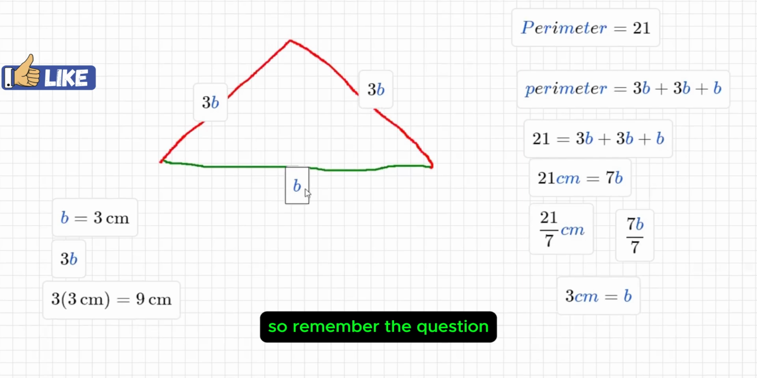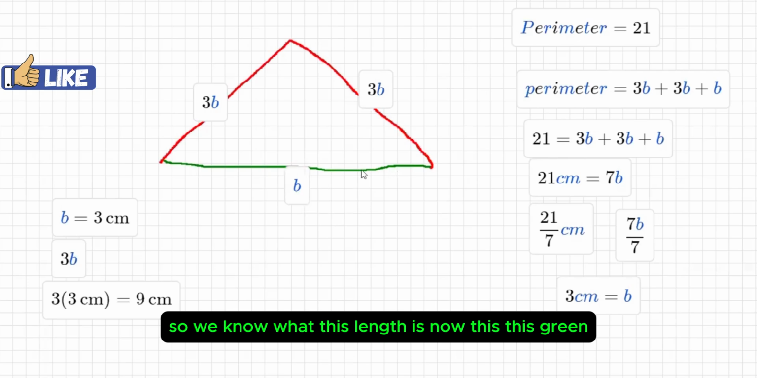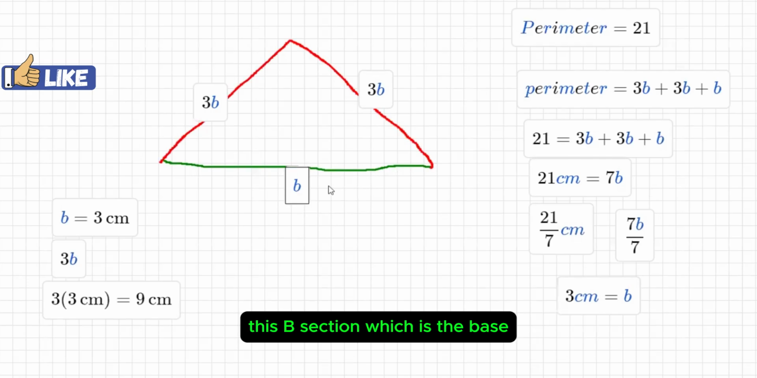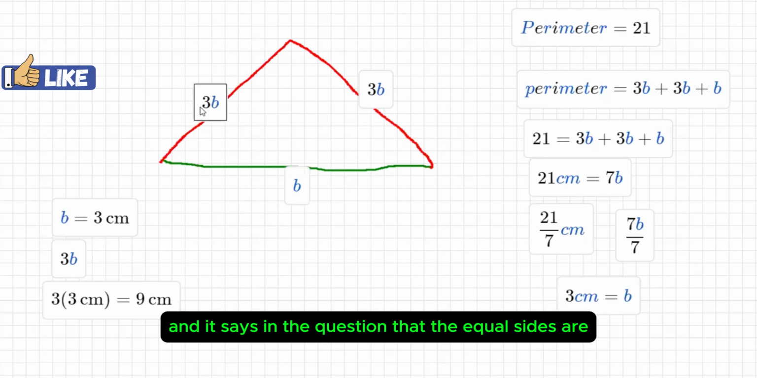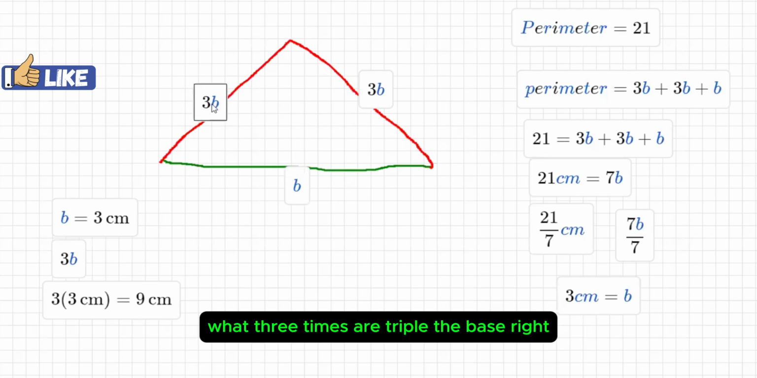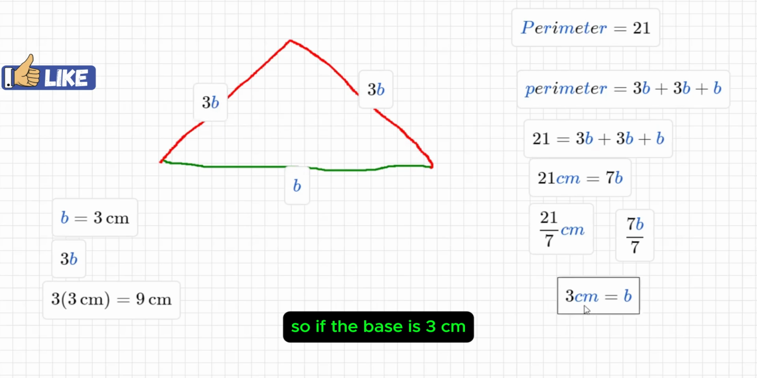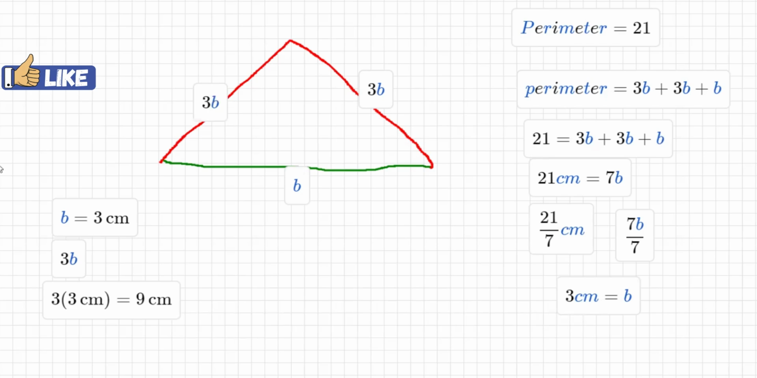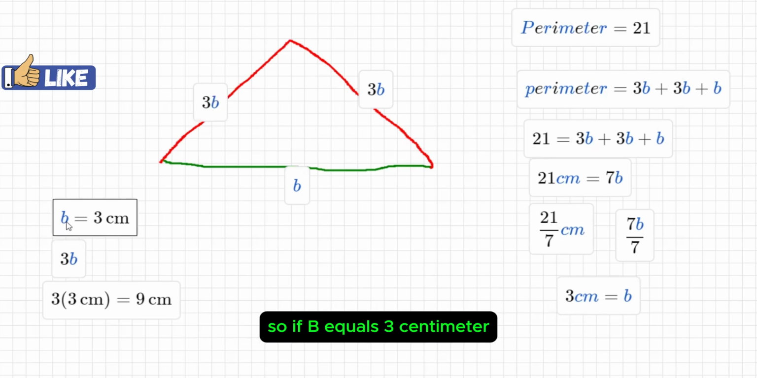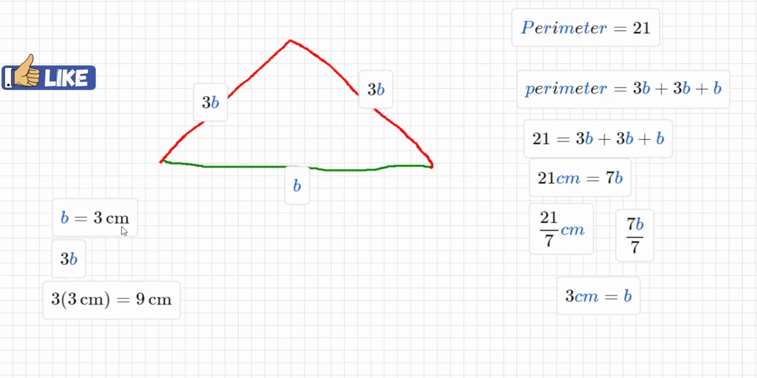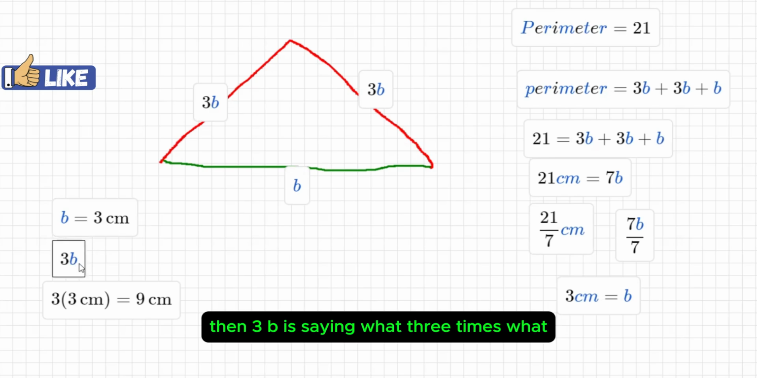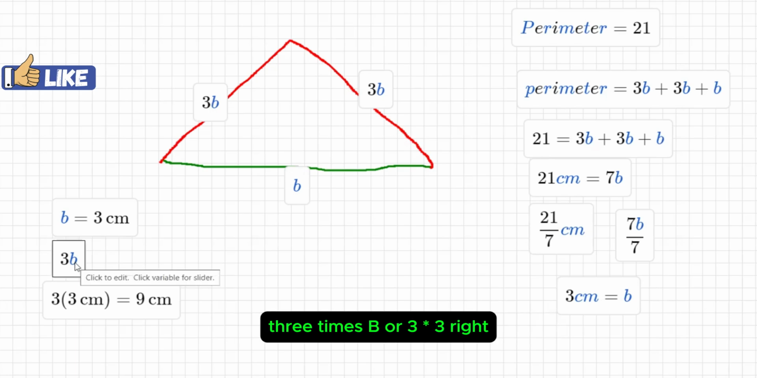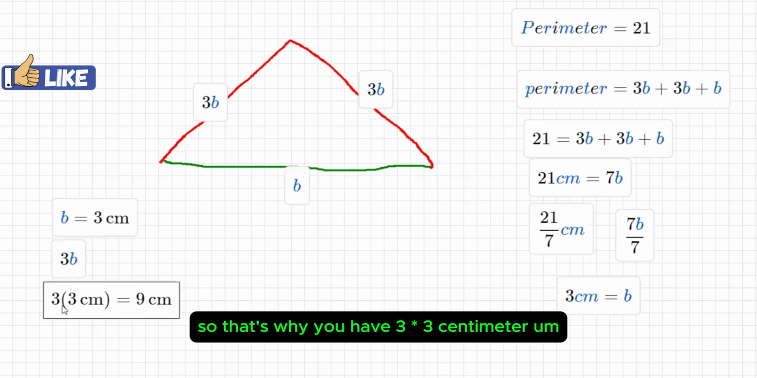Fine. Okay. So remember the question. So we know what this length is now. This green, this B section, which is the base. And it says in the question that the equal sides are what? 3 times or triple the base, right? Yeah. So if the base is 3 centimeters, that means you can find out what these sides are. So that's why we come over here now. So if B equals 3 centimeters, then 3B is saying what? 3 times what? 3 times B or 3 times 3. Right, 3 times 3.